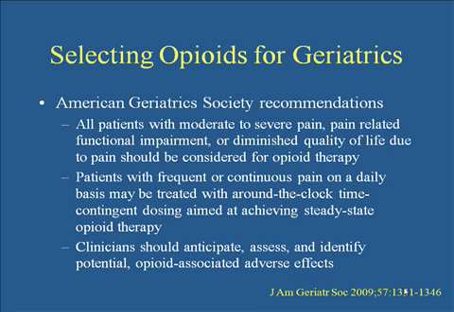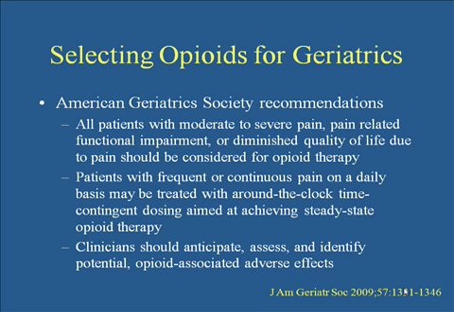This comes from the American Geriatric Society. It came out in 2009. And these are recommendations on selecting opioids for geriatrics. The first one, they mentioned that all patients with moderate to severe pain or pain related to functional impairment or diminished quality of life due to pain should be considered for opioid therapy. Doesn't mean you have to, but at least entertain the idea of giving opioids in those with severe pain.